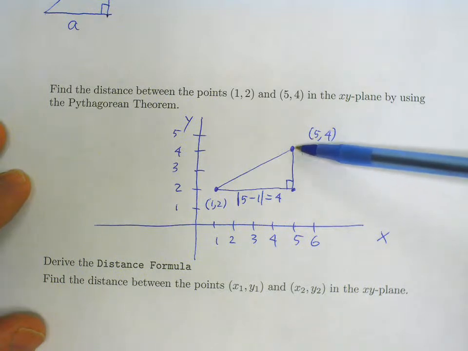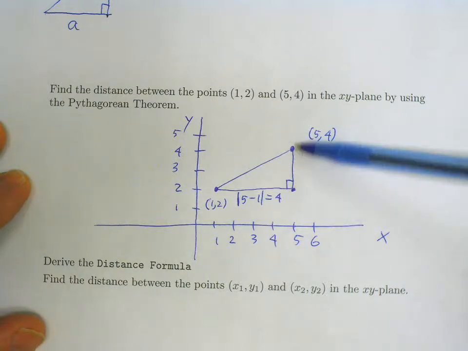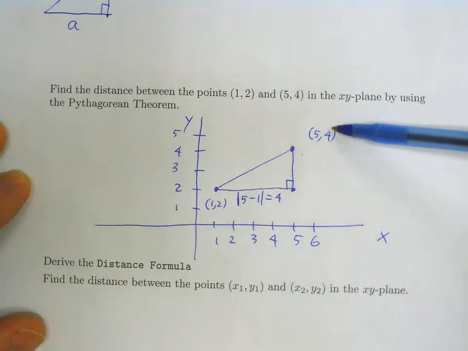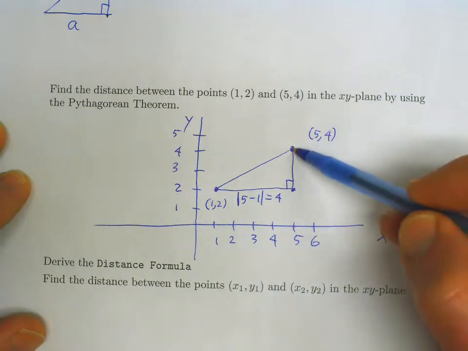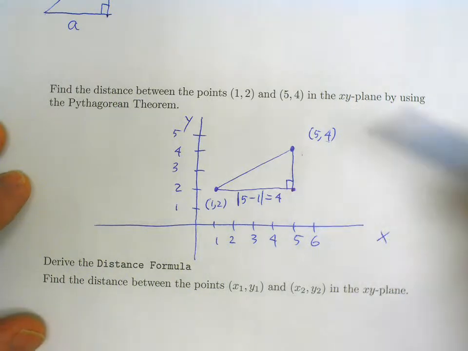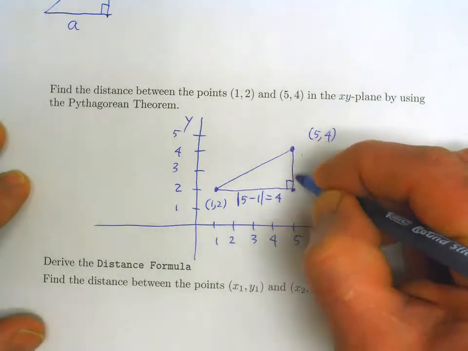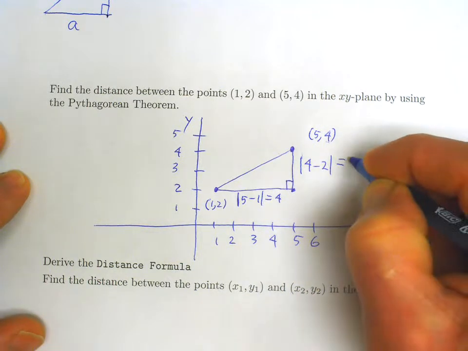And then similarly, along the vertical line segment, we can tell by looking that its length is 2. But I want to point out that you can find the length of the vertical line segment by finding the absolute value of the difference in the y-coordinates. The y-coordinate of this point up here is 4. The y-coordinate of this one is 2. And so the length of that side is the absolute value of 4 minus 2, and we know that that's just 2.